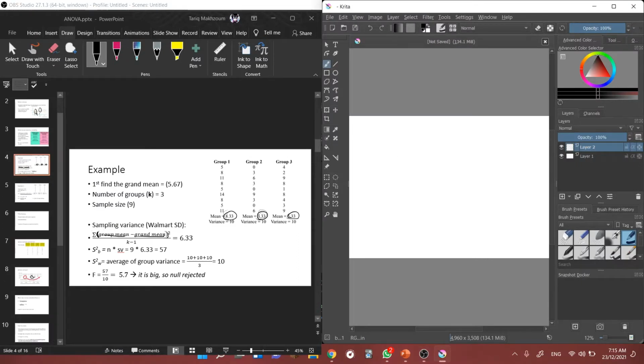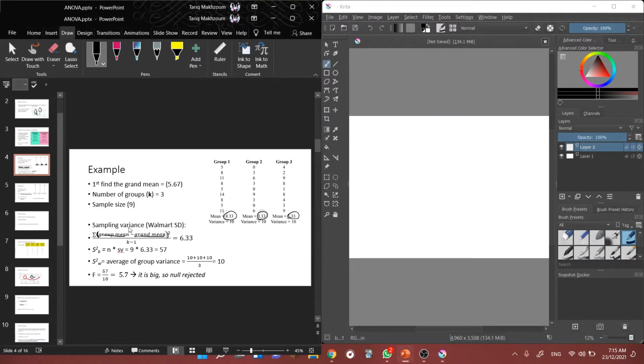So let's calculate our sampling variance for this example. Okay, so just to recap, our sampling variance is our group mean minus our grand mean, and then we're going to square the result of that. Once we have the square of the result, we're going to add up this difference squared for each of the three groups, and then we're going to divide it by k minus 1.